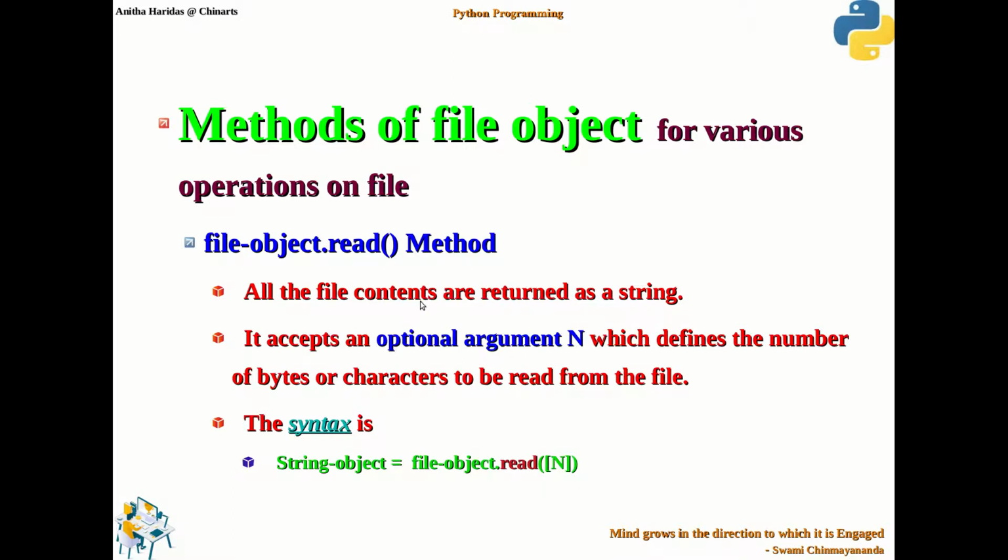So if you are not giving any argument here, without an argument it reads the entire contents. If you give an n value, that means the argument, it defines how many characters you want to read from the file. So this is the syntax followed. You have the string object which will be returned by the read method, the file object and the read method, and this is optional. The n value is optional.